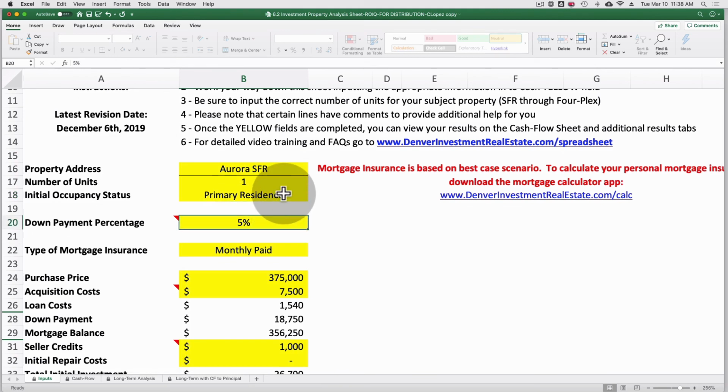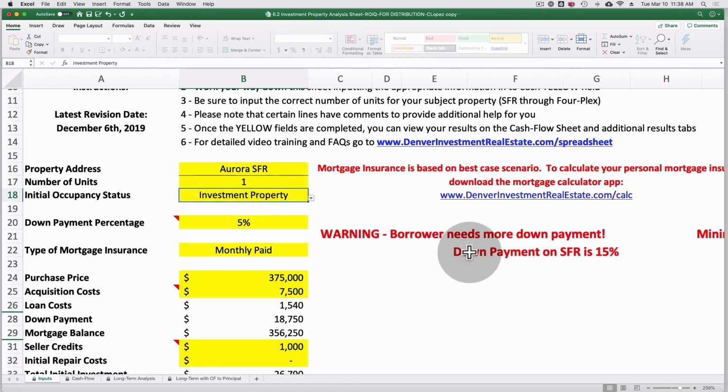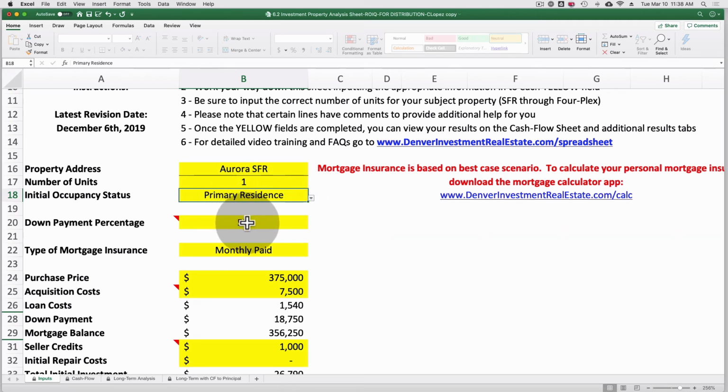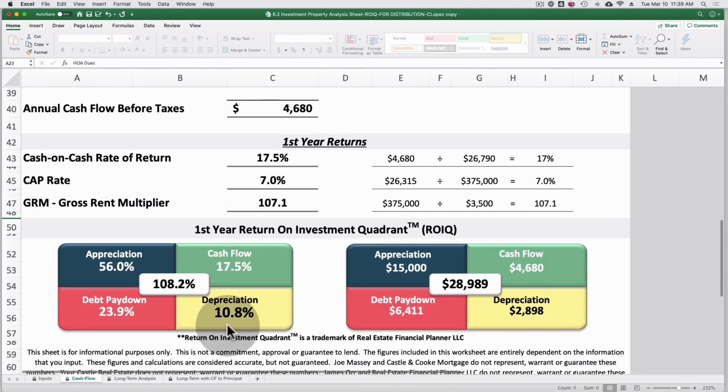If you're not going to live in the property and you want to put 5% down, the spreadsheet's going to tell you, no, you got to put 15% down. Okay, so the spreadsheet's going to catch you. Make sure you don't plug in a scenario that doesn't work. So you have to live in the property for that minimum 12 months to meet the minimum occupancy requirements of a conventional loan.